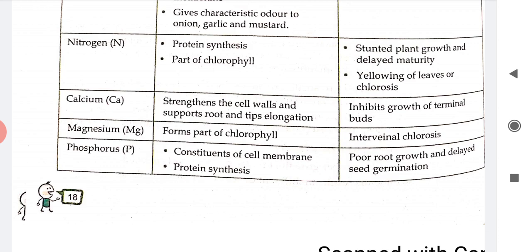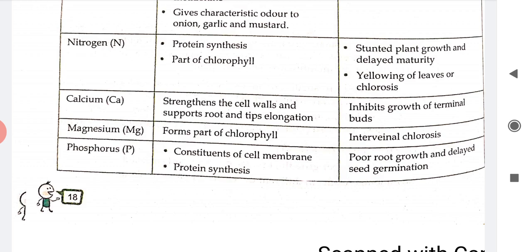Okay, now next one is magnesium. It also forms part of chlorophyll. Basically you will study the process of photosynthesis in detail. You will see that these ions, calcium ion and magnesium ion, play an important role in the photosynthesis process. So its deficiency is interveinal chlorosis. You know that the leaves have a central line, that is veins, interveinal. It is also called interveinal chlorosis. That means yellowing between the veins.